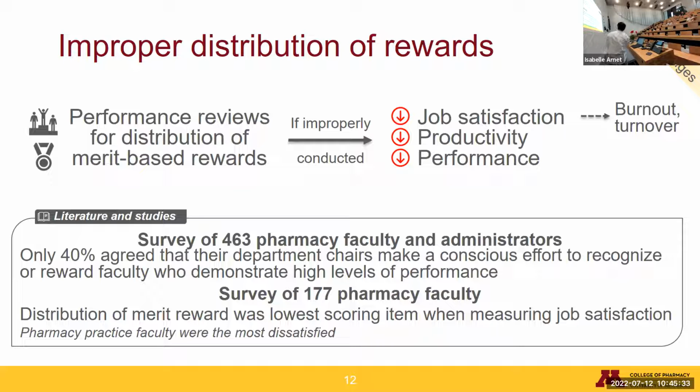And as reported by the literature, in a survey of more than 400 pharmacy faculty, only 40% agreed that departments are actually able to recognize high quality performance. Another survey reported that the distribution of merit was the lowest scoring item on the measurement of job satisfaction, and especially that practice faculty were the most dissatisfied.